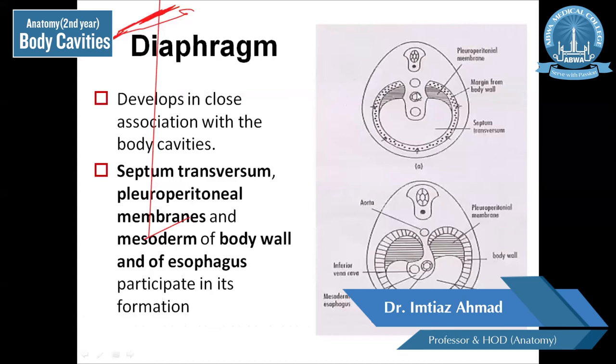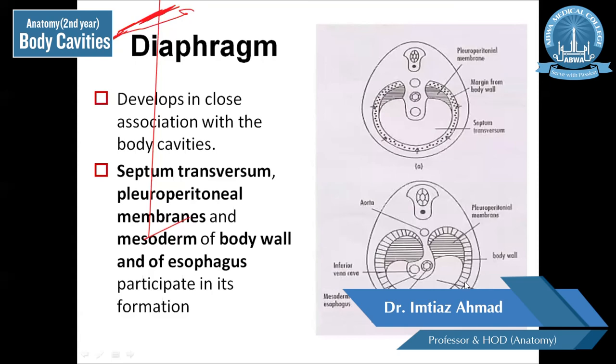Diaphragm. It develops in close association with body cavities. Septum transversum, pleuroperitoneal membranes and mesoderm of the body wall, they make a structure known as the diaphragm. So three structures are forming the diaphragm. One, the septum transversum, other, pleuroperitoneal membranes, and thirdly, the body wall.